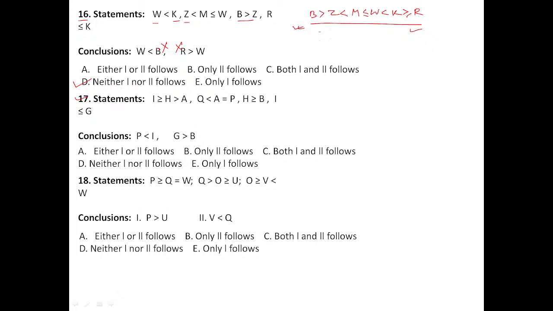Now I will not write this direct statement, but I will check this conclusion by looking at the question itself without writing anything extra. So I greater than P. I is here. I less than or equal to G. Anything else is given there? Yeah. I greater than or equal to H greater than A.